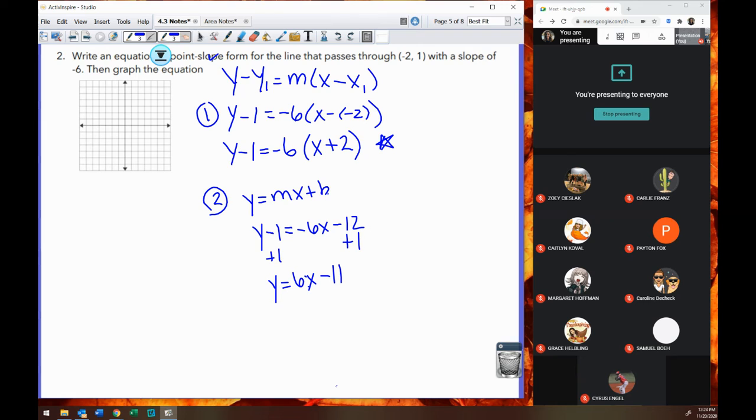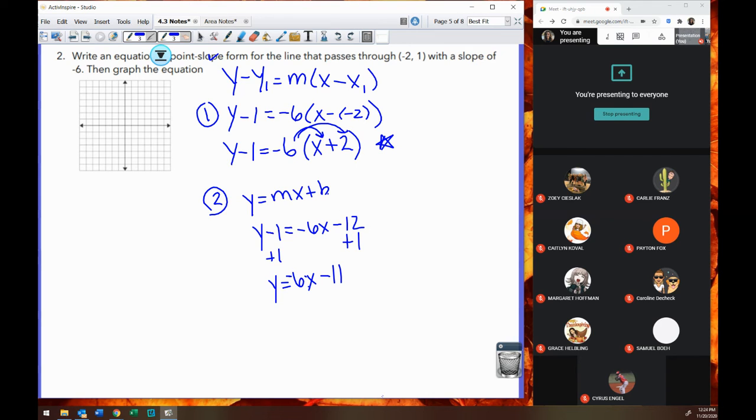Wouldn't it be negative 6x? Yep. What is negative 12? I distribute in here. Negative 6 times x is negative 6x. Negative 6 times 2 is negative 12.